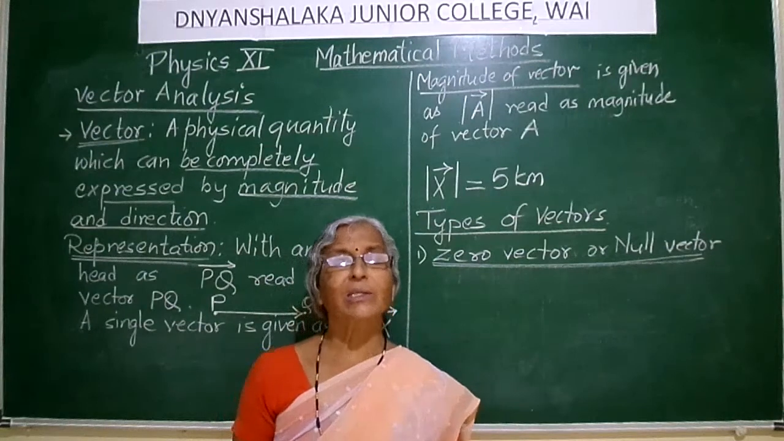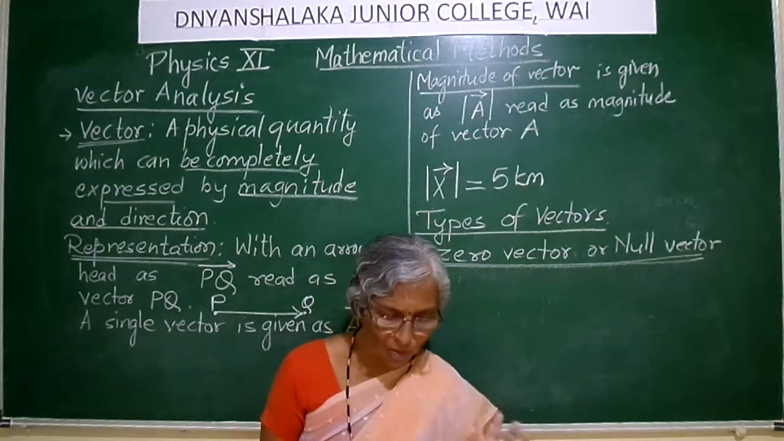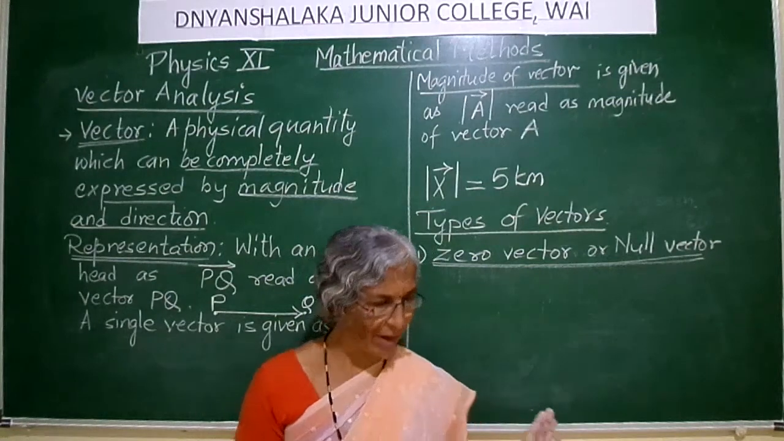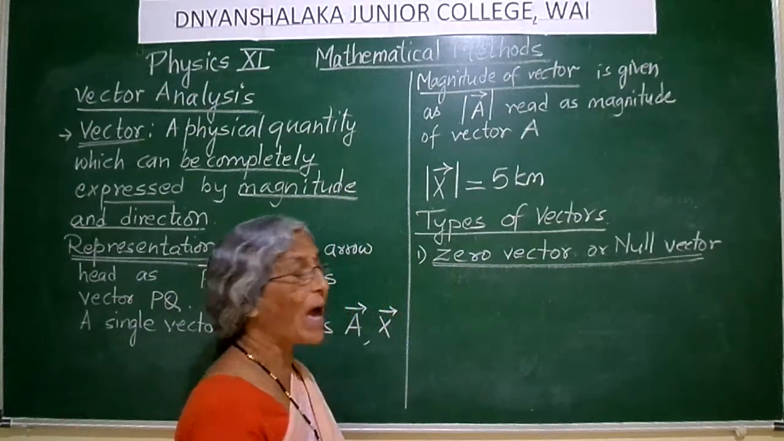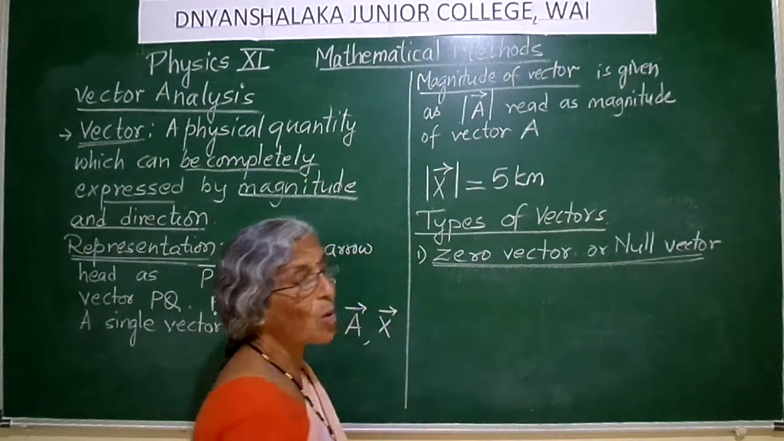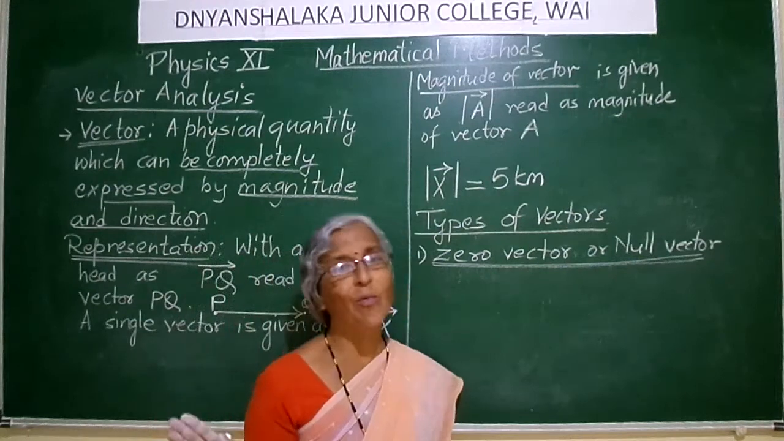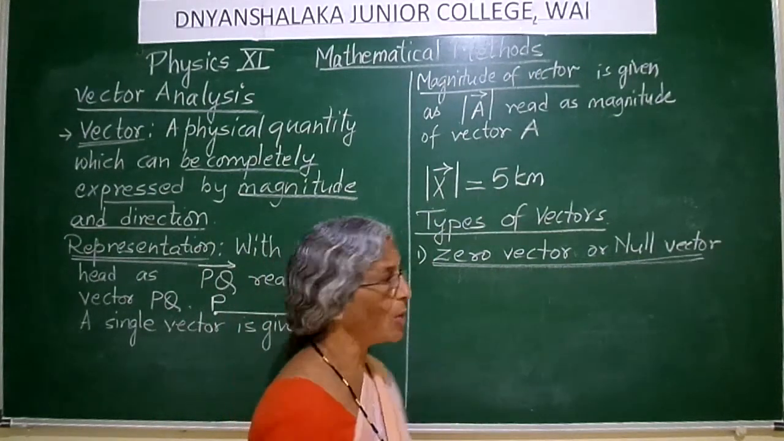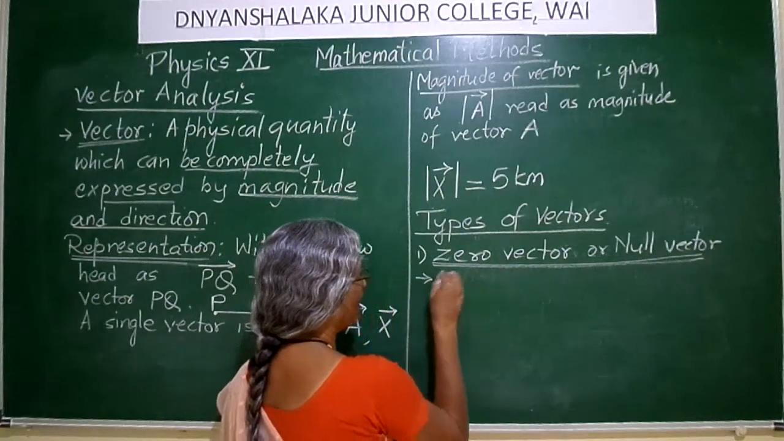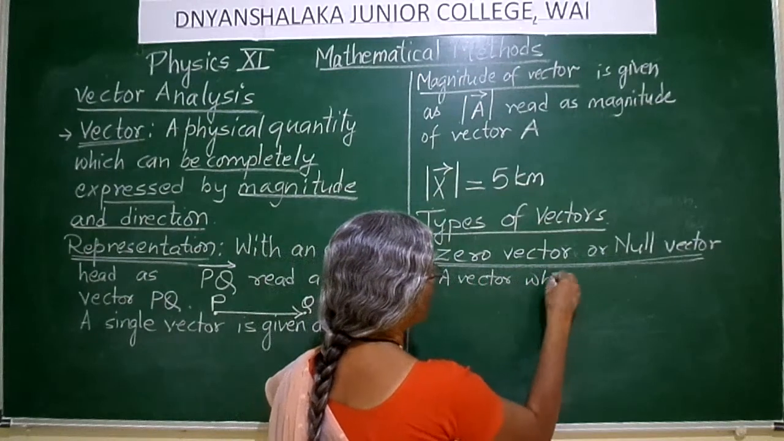A vector whose magnitude is 0 will be a null vector. Every null vector is represented as vector O. Okay, that means it is the vector which is a zero vector and has magnitude equal to 0. So what is a zero vector? A vector whose magnitude is 0.